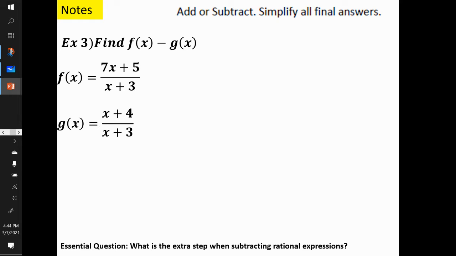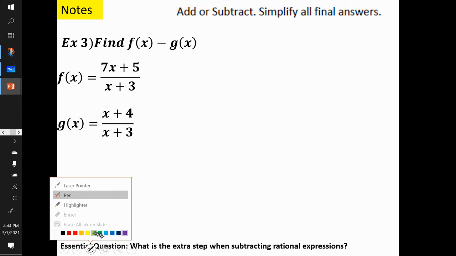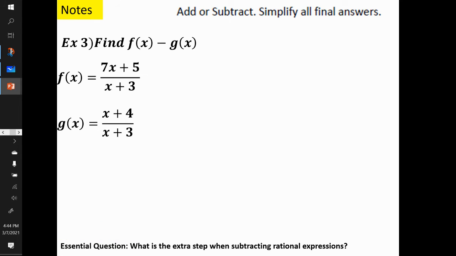All right, so now that we've added rational expressions, now we're going to go ahead and subtract them. And the number one thing to make sure you look out for is that it actually says subtraction here. That's how you know you have to subtract them.